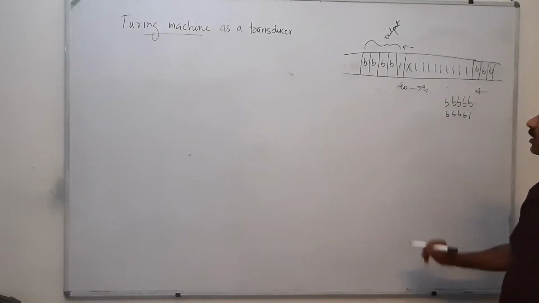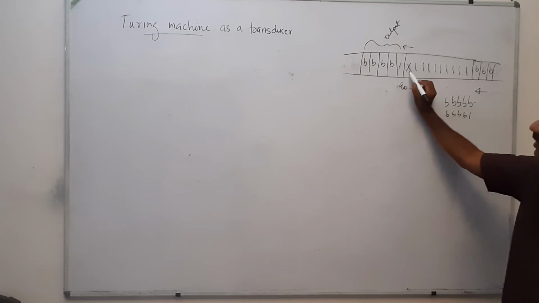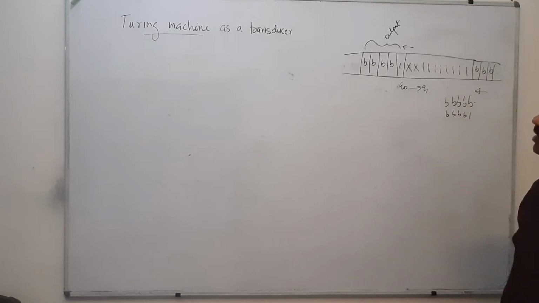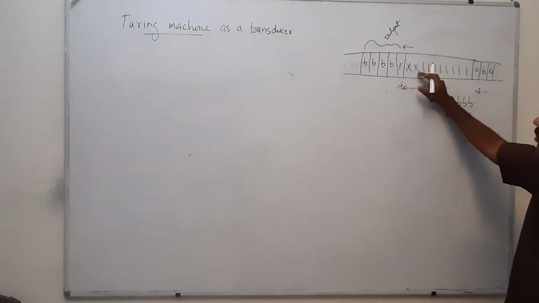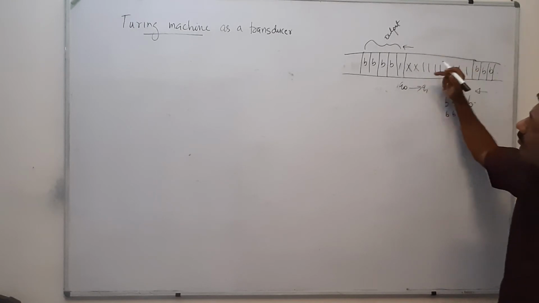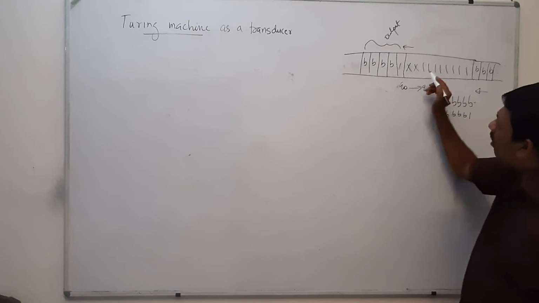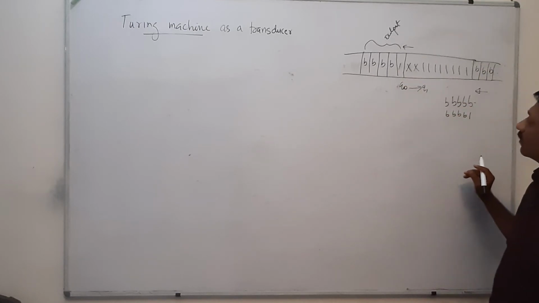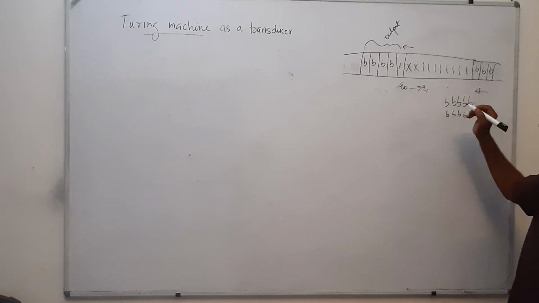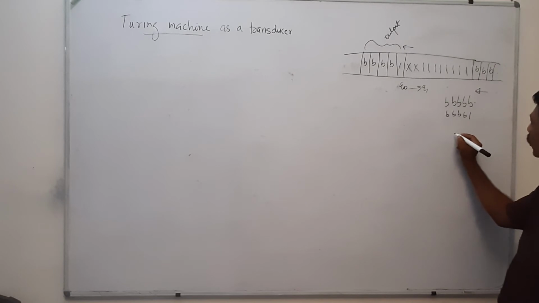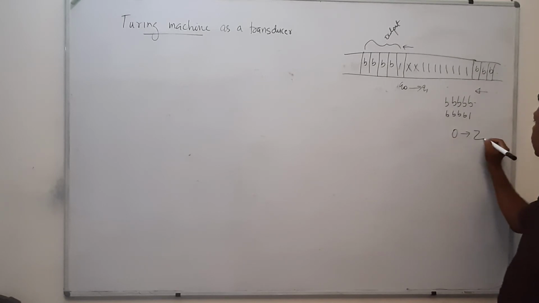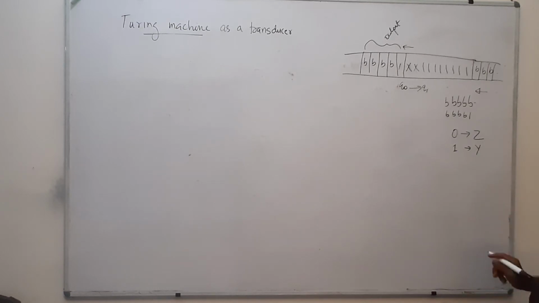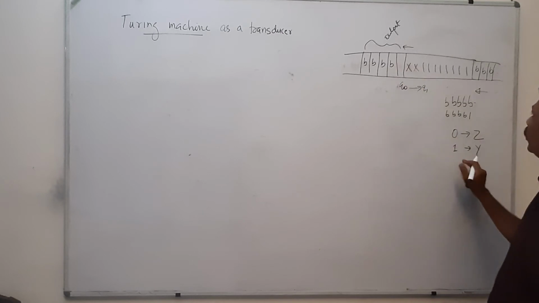You have converted this to a 1. Again, you are moving right, skipping all these X's, and now you have reached here, and again you are making a 1 to X. Again moving left, when you happen to see a 1 after these X's, for easier representation I am going to use Z and Y. 0 is represented as Z, and 1 is represented as Y. So initially, instead of this 1, I am going to use Y.